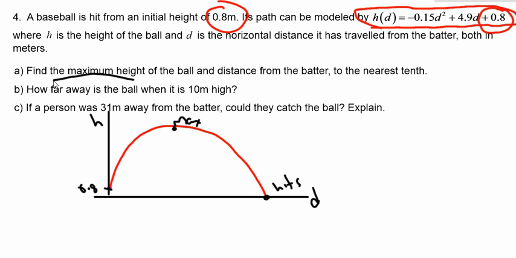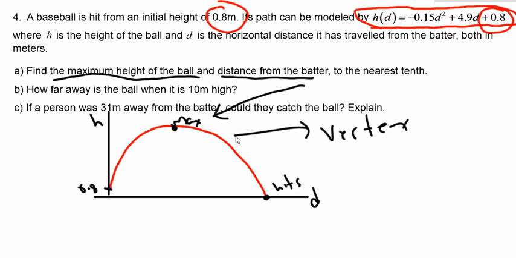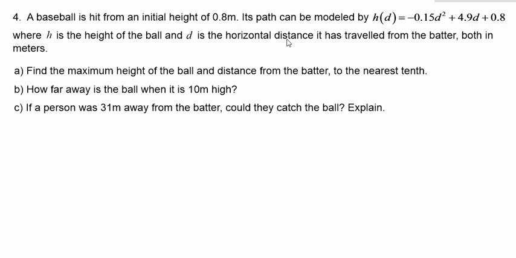And what I need to do is find the maximum height of the ball and the distance from the batter at that maximum height, I assume, to the nearest tenth. So to find the maximum height, we know what that means. It means find the vertex. So we're going to have to find the vertex of a quadratic equation. So let me just go to the next screen so it's nice and clean.